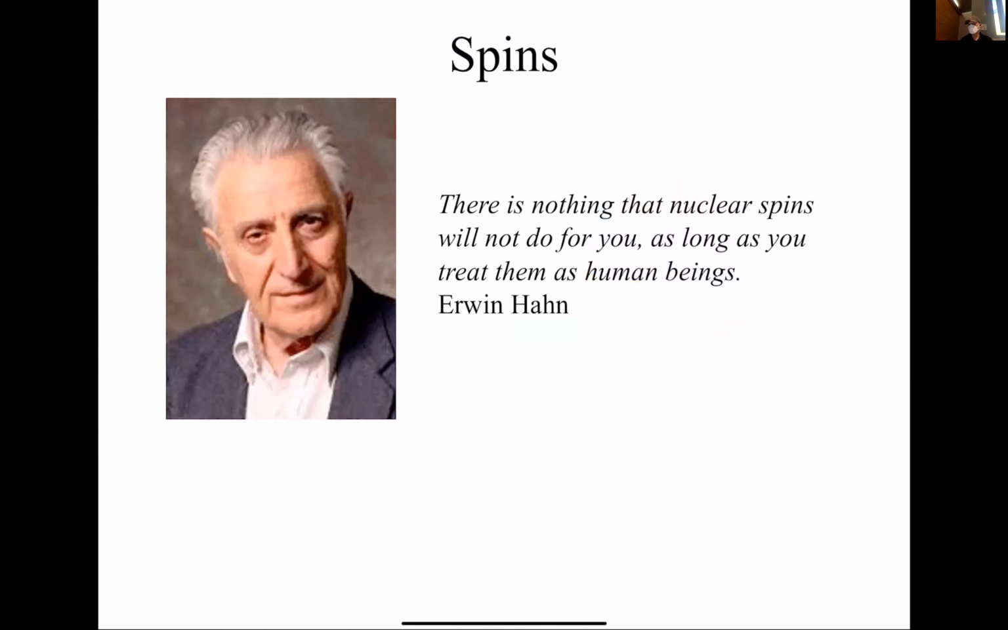So Erwin Hahn was a very famous physicist at UC Berkeley. I think he just died a couple years ago. He said, there's nothing that nuclear spins will not do for you as long as you treat them as human beings. That's an interesting quote. I think what he meant was that spins act according to certain laws, and you can start thinking like a spin, thinking of them as human beings. When he was doing his experiments, it allowed him to get insight into what the spins would be doing, and that allowed him to come up with a lot of different innovations over his 50 years of academic career.